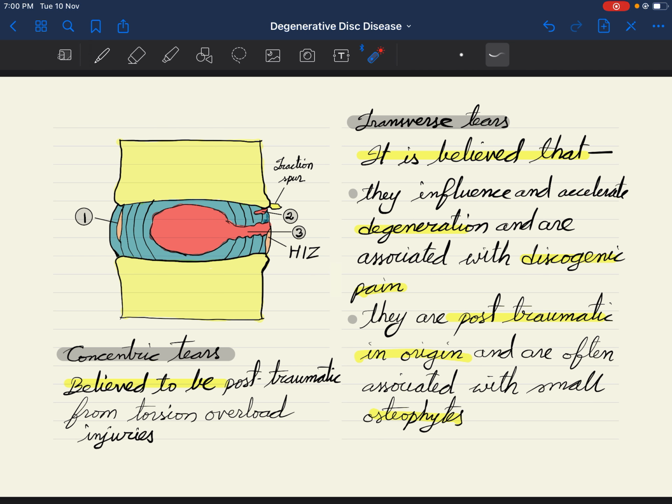So the concentric tears are believed to be post-traumatic from torsion overload injuries, and it is believed that transverse tears influence and accelerate degeneration and are associated with discogenic pain. Transverse tears are also believed to be post-traumatic in origin and are often associated with small osteophytes.